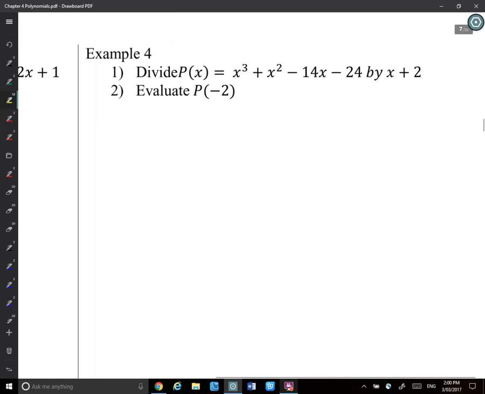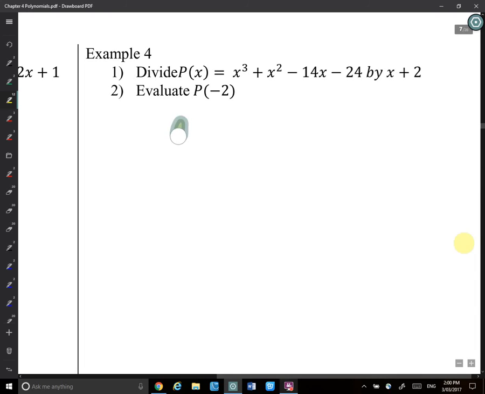So this method will be to list the terms in decreasing order: x cubed, x squared, x and constant. If you don't have an x term, you use a 0 to put there. So I will write the coefficients of all these terms: 1, 1, minus 14, minus 24.